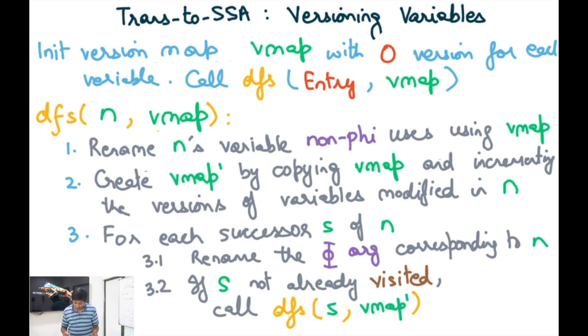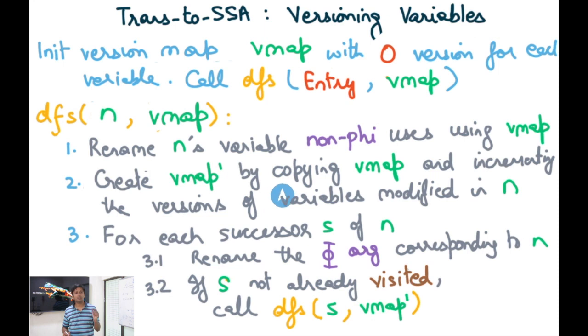Similarly, you create a VMAP prime. If there's an assignment, so when I say uses, I also include assignments. So for example, A equals B plus C, then because A is being assigned to, if the current version of A in the VMAP was, let's say 3, then I increment it by 1 to 4 and then make this A4 equals B something plus C something. So that's what rename n's variable non-phi uses using VMAP means.